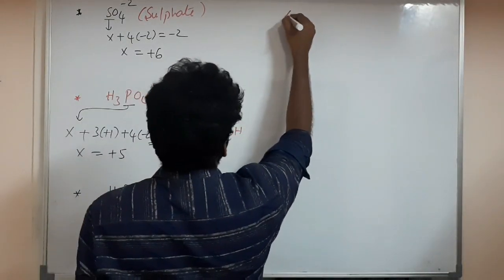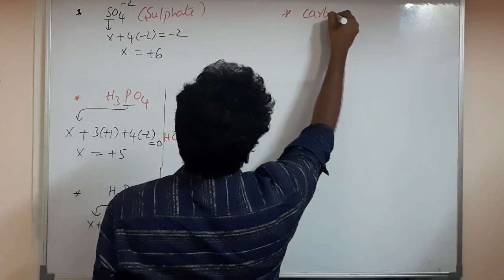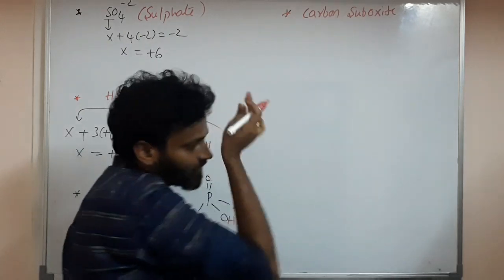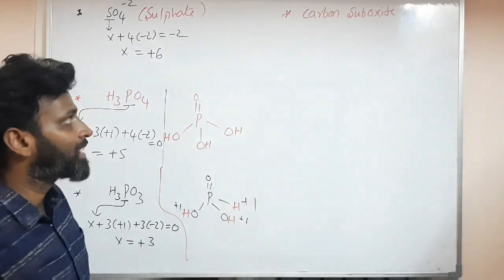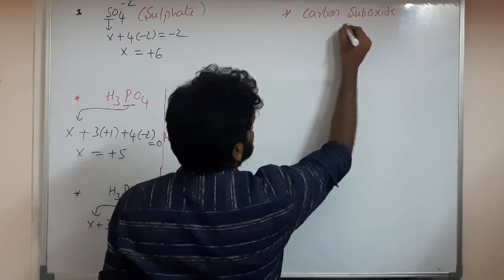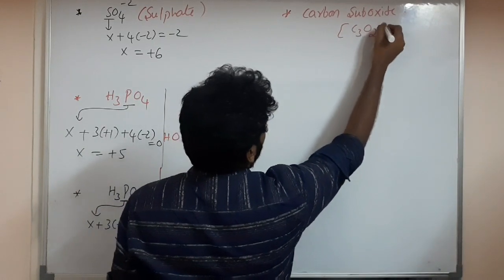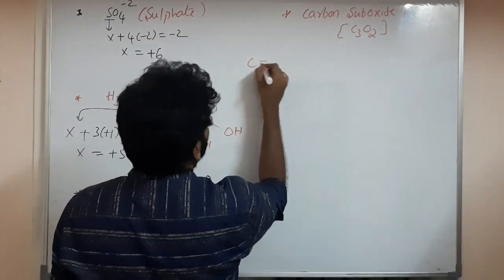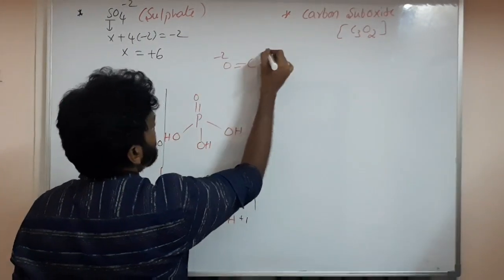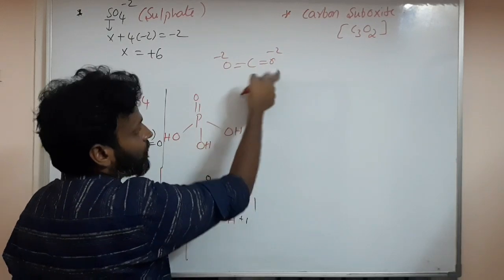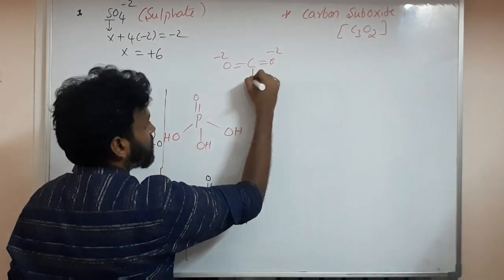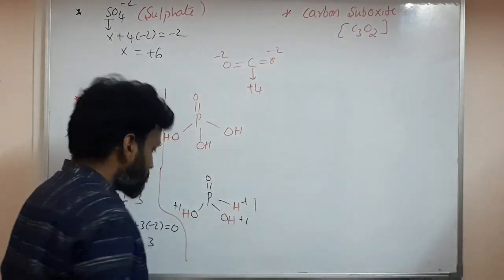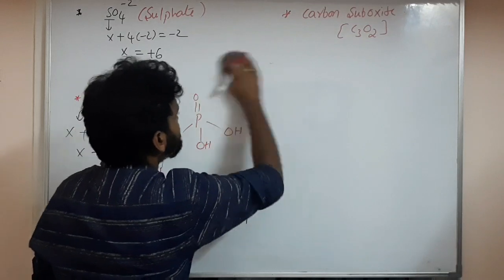Okay, next, carbon suboxide. Carbon suboxide means C3O2. For CO2, everybody will say: C double bond O, double bond O. -2, -2, -4 for the terminal atoms; -4 means the opposite charge for carbon, so +4. That's it. Very simple, or not?